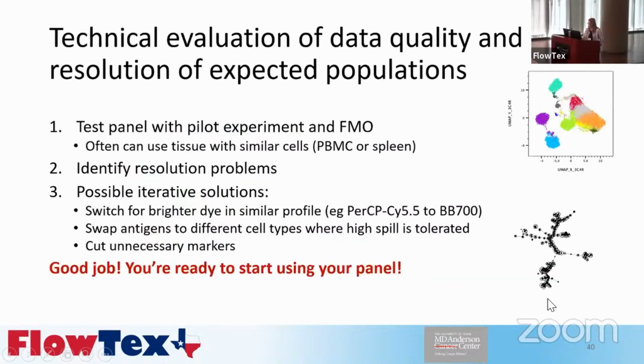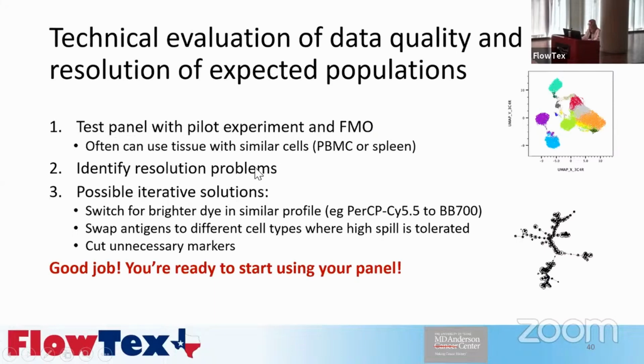Great news. Okay, so once you've got your reagents and you've got your cells, you're going to start to technically evaluate your panel, and that's going to be testing it with pilot experiments, including FMOs. You can often use tissues that are not super important to you, so you could use a PBMC sample from human or a spleen sample from a mouse, something that you've not got months invested in, unlike your experimental samples. I'm going to identify problems that I have with resolution and possibly problems that I have with spectral unmixing or compensation, and I'm going to troubleshoot those problems there.